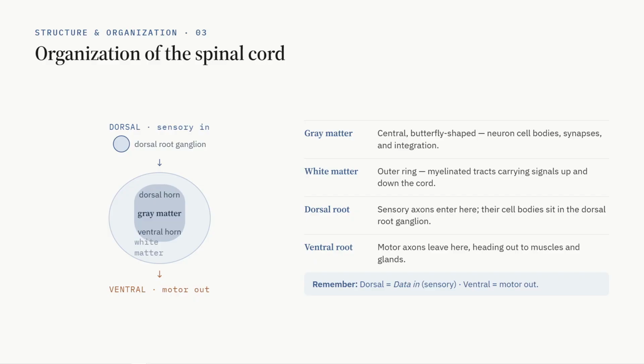Now watch the wiring. Sensory information enters through the back, the dorsal root, and the cell bodies of those sensory neurons sit in a little bulge called the dorsal root ganglion. Motor commands leave through the front, the ventral root, heading out to muscles and glands. Here's the memory hook. Dorsal is data in, ventral is motor out. Sensory in the back, motor in the front. Nail that, and the spinal cord anatomy suddenly makes sense.